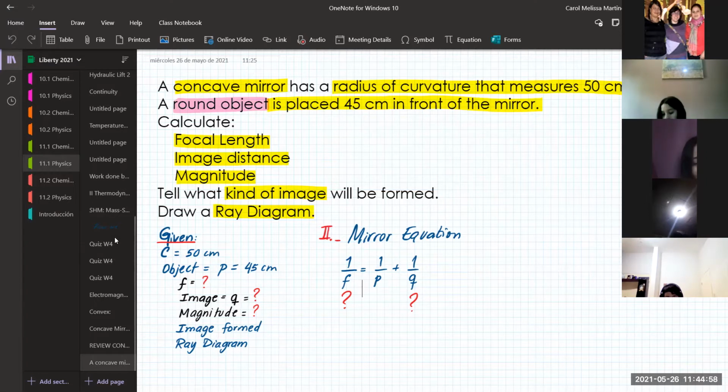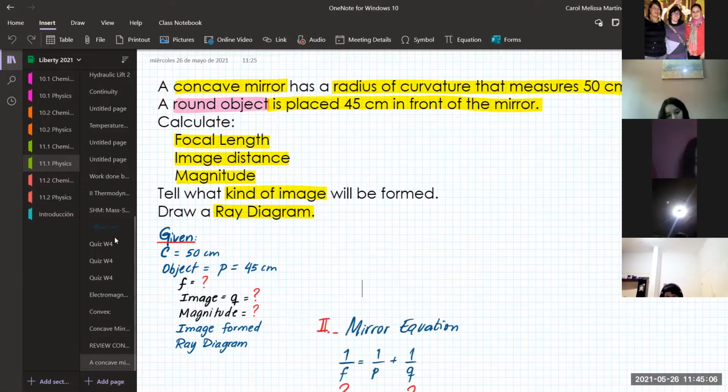Because to use the mirror equation, you need to know at least two variables. So the mirror equation cannot be the first step. So what are we going to do in the first step? As you can notice, the radius of curvature is given here.